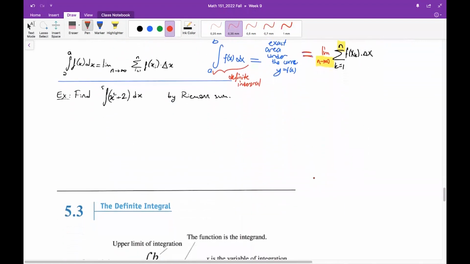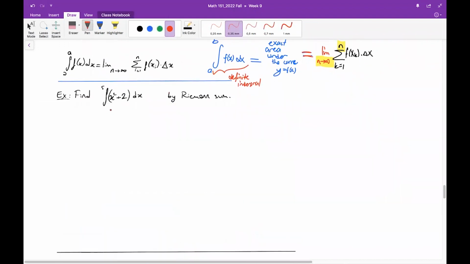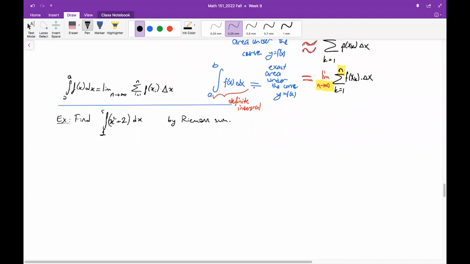Let's try to apply all those things to this example. So this is a definite integral. Okay, let me also put the lower bound. It is possible to restate this definite integral in terms of a Riemann sum and find the result. So the left-hand side is given, the definite integral part is given. What we want to find is to compute the result of this definite integral, which gives us the area under the curve, by using the Riemann sum.